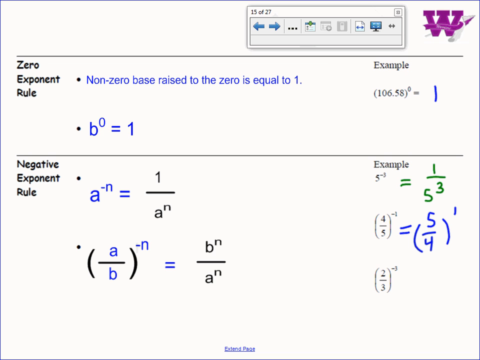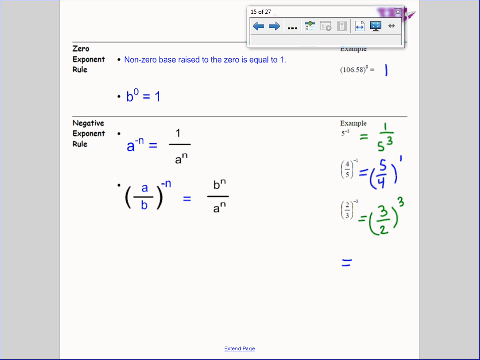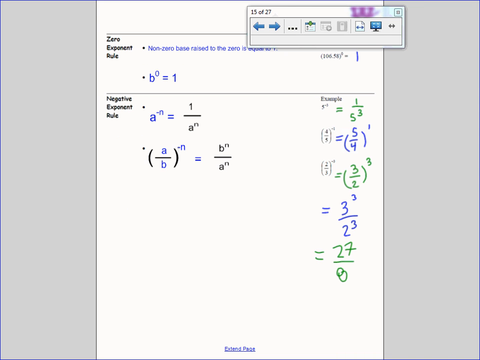Two-thirds to the negative 3 is a two-stepper. I'd rewrite that as 3/2 to the positive 3, and then apply that exponent of 3, the cubing, to both top and bottom. So that would be 3 cubed over 2 cubed, which in turn would be 27/8. So we take the reciprocal and then raise both to the positive exponent. So that becomes 3/2 quantity cubed, which is 27/8.